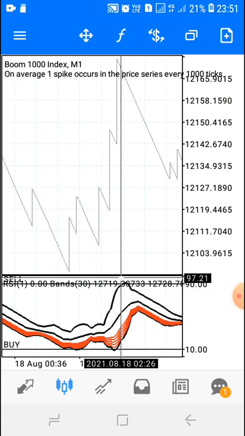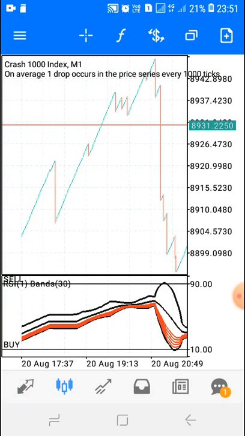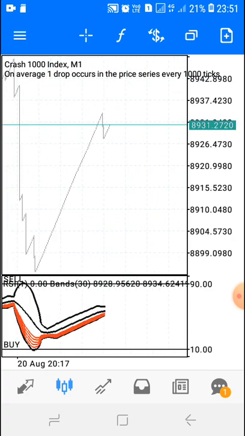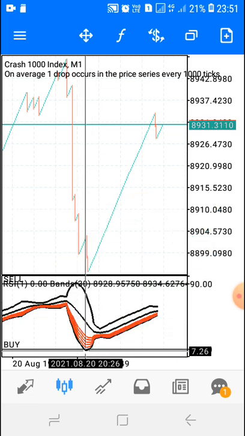boom 1000, okay? And let me just go to crash and show you something. For example, you're in crash 1000, zoom out the chart completely, okay? Right, for example, you could have bought over here, right? When you see something like this.